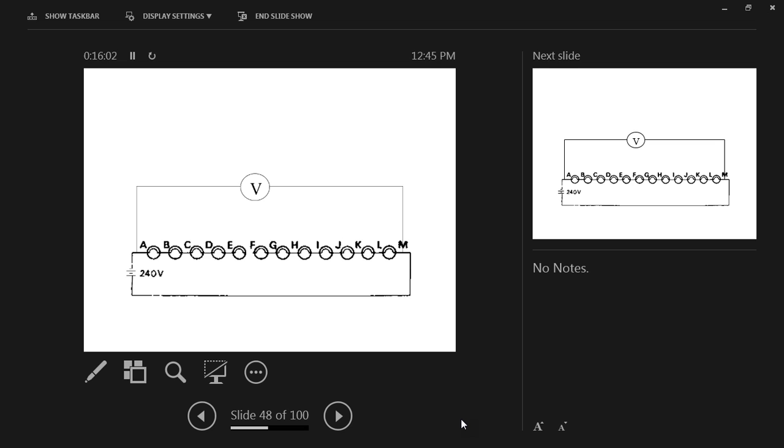So even in a circuit like this, where it's an incomplete circuit, an open circuit, there's still potential difference, because this one just measures the terminals of the battery in this case.